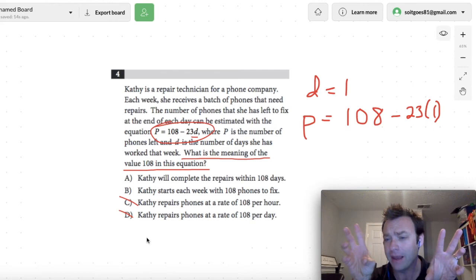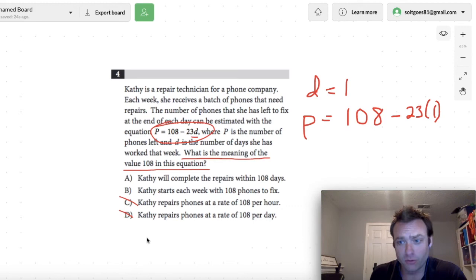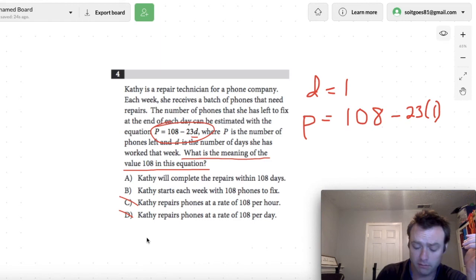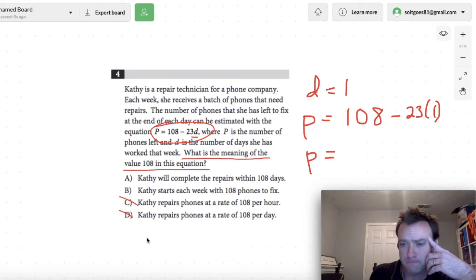Right? Yeah. Okay, and we know that when she's worked one day, we can find out how many phones she has left to fix after she's worked one day. You can use your calculator if you want to, but if you know the answer, you can just tell me. So I would just do the subtraction, right? Yeah. It's just 108 minus 23, right? All right, so 85. After she's worked one day, she has 85 phones left to fix. Does that make sense? Yes.